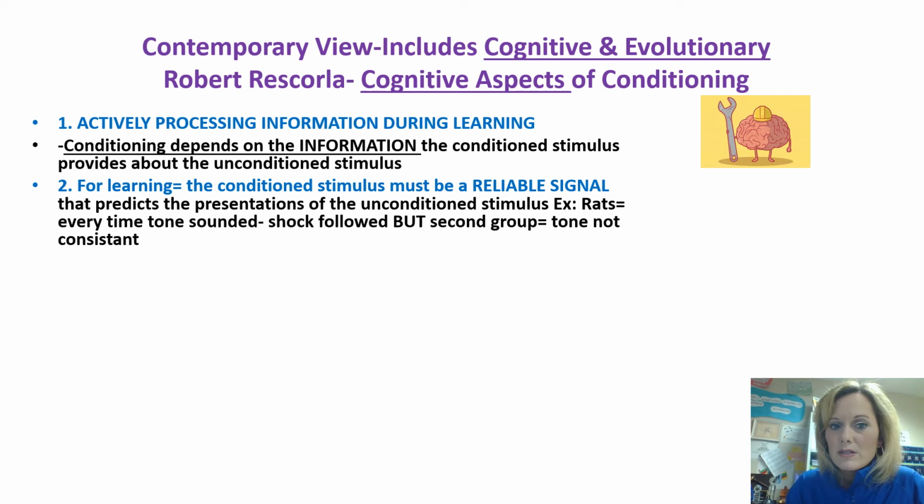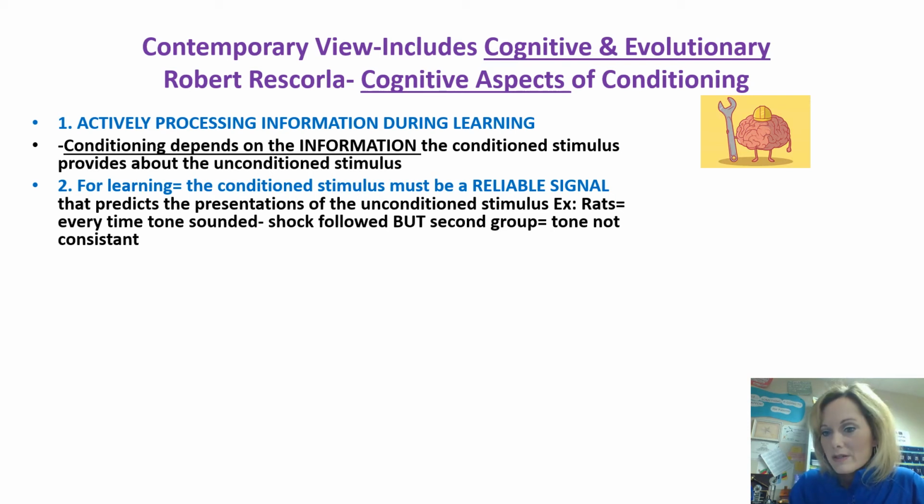So we see this when he's doing the rats, and he has group 1 and group 2. Group 1 rats, every time they heard that tone, they got a shock that followed. The second group, it was very inconsistent. It didn't happen every single time. And he said that predicts how an organism is going to behave if they don't think the reliable signal is going to be there.